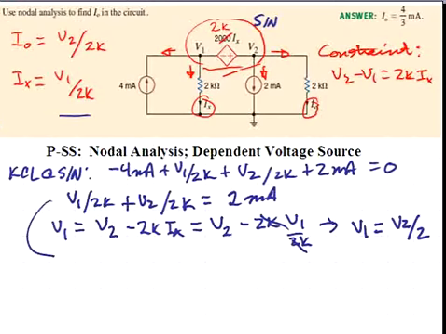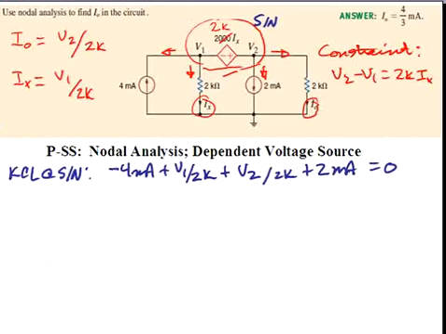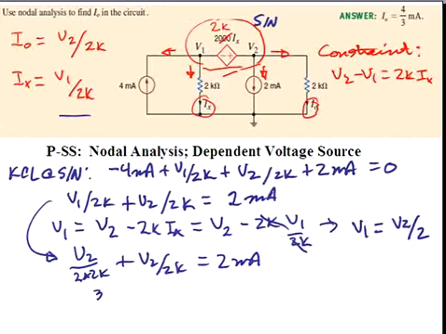So we can substitute that into the supernode equation which we wrote, and we have V2 divided by 2 times 2K plus V2 divided by 2K is equal to 2 milliamps, or V2 times 3 over 4K, or 3 over 4K V2 is equal to 2 milliamps, which gives us that V2 is equal to 8/3 of a volt.